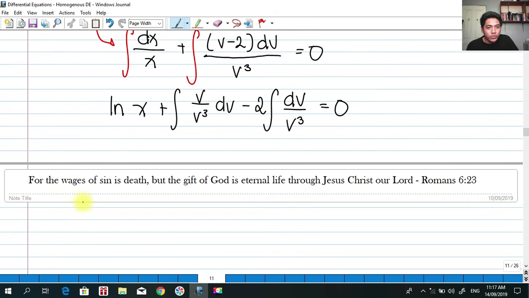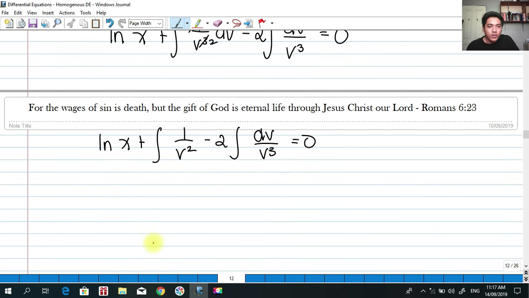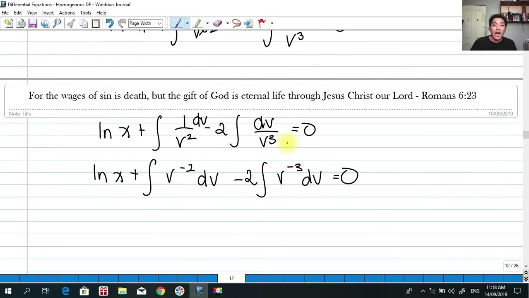So before integrating, make sure it's simplified. We cancel out v here. So plus, this should be 1 over v squared, minus 2 dv over v cubed is equal to 0. So if I raise this integrand as v raised to negative 2, we have a dv here, of course, minus 2 integral of v raised to negative 3 dv is equal to 0. That is simply the power rule.